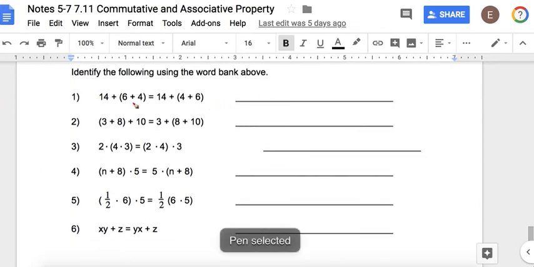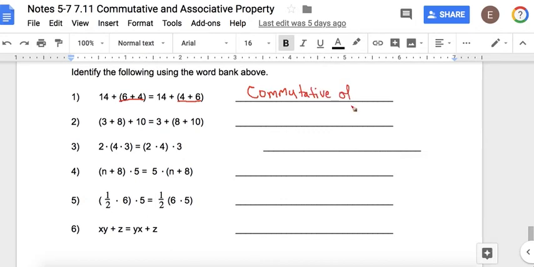Okay, welcome back. So we're going to use the word bank above to answer these questions. So it says 14 plus 6 plus 4, 14 plus 4 plus 6. Notice the 6 plus 4 switched and became 4 plus 6. So change order is commutative, and what symbol is in between them? An addition symbol. So this is commutative of addition.